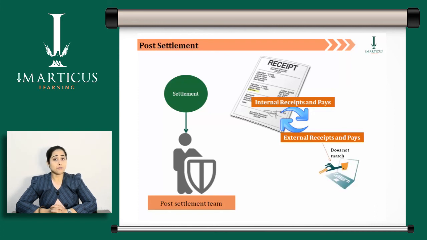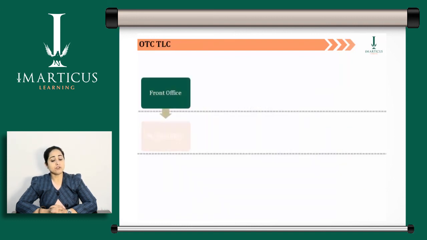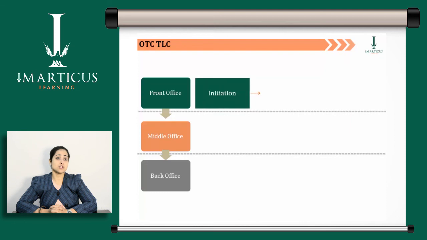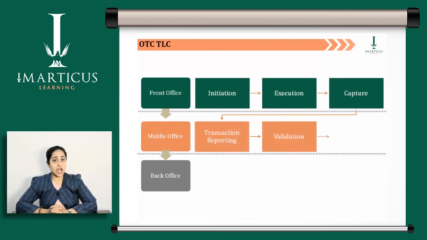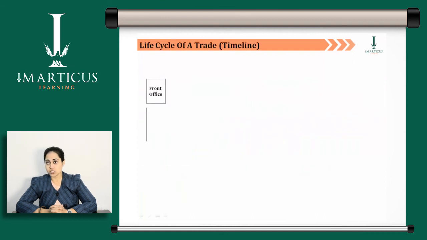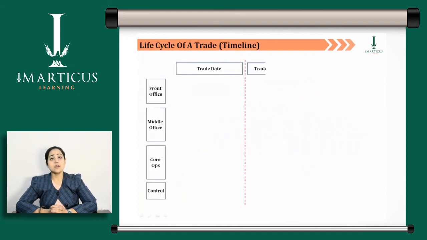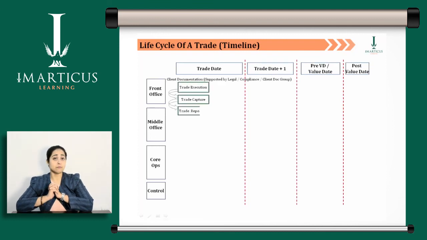So here is a quick recap of the trade life cycle process of a transaction that starts at the front office and continues through the middle office and ends with the back office. As you have learnt in this topic, the front office handles activities such as initiation, execution and capture. The middle office takes care of reporting, validation and verification, and the back office handles the last steps such as enrichment, confirmation, settlements and reconciliations. Finally, here is the workflow of the trade life cycle, displayed from a timeline perspective, that is, what steps are performed on which date.